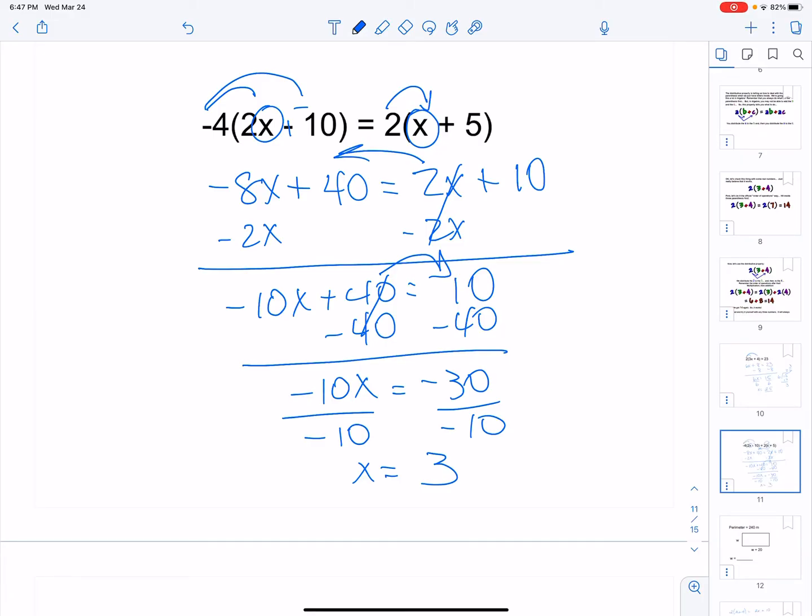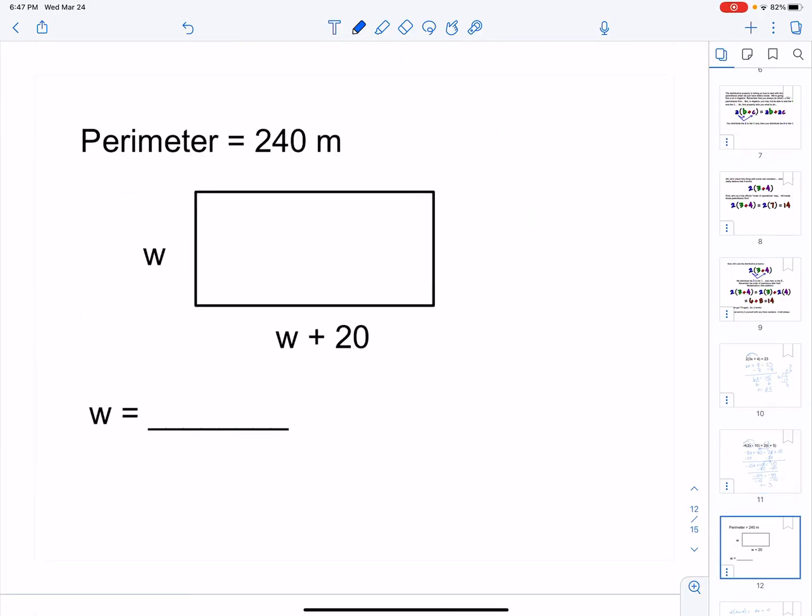However, sometimes we might end up with an application problem. Oh, goodness. Here we have a rectangle. It says the perimeter is 240 m, which stands for meters. Okay, and we know that the sides are W, and the top and bottom are W plus 20. So how would we solve this one?